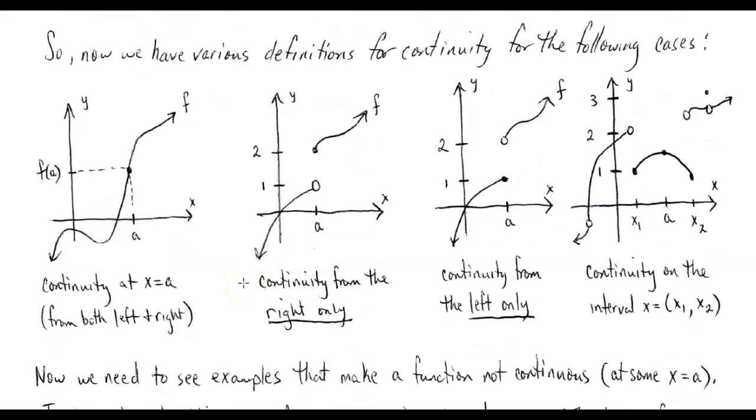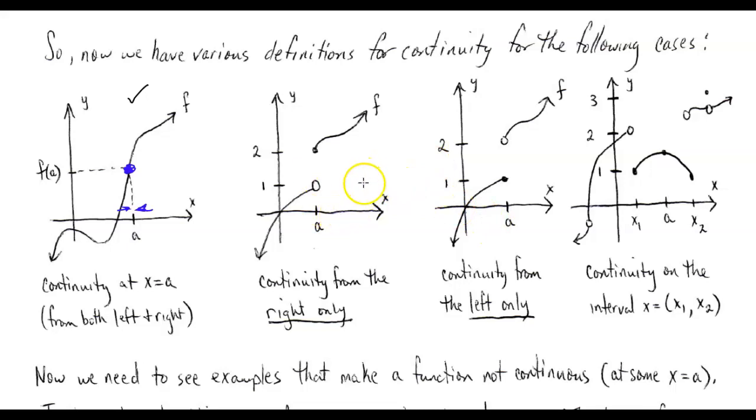Now, we have various definitions of continuity for the following cases. And so here's me trying to attempt to show you all the different ways we could have continuity. So what you're seeing here is the traditional visualization of what continuity is of a function at a single point here, okay? And so if you notice this first one here, we have our point, and this function is both continuous as x approaches a from the right as well as from the left, and the limit of this function is the same as what f of a is, okay?